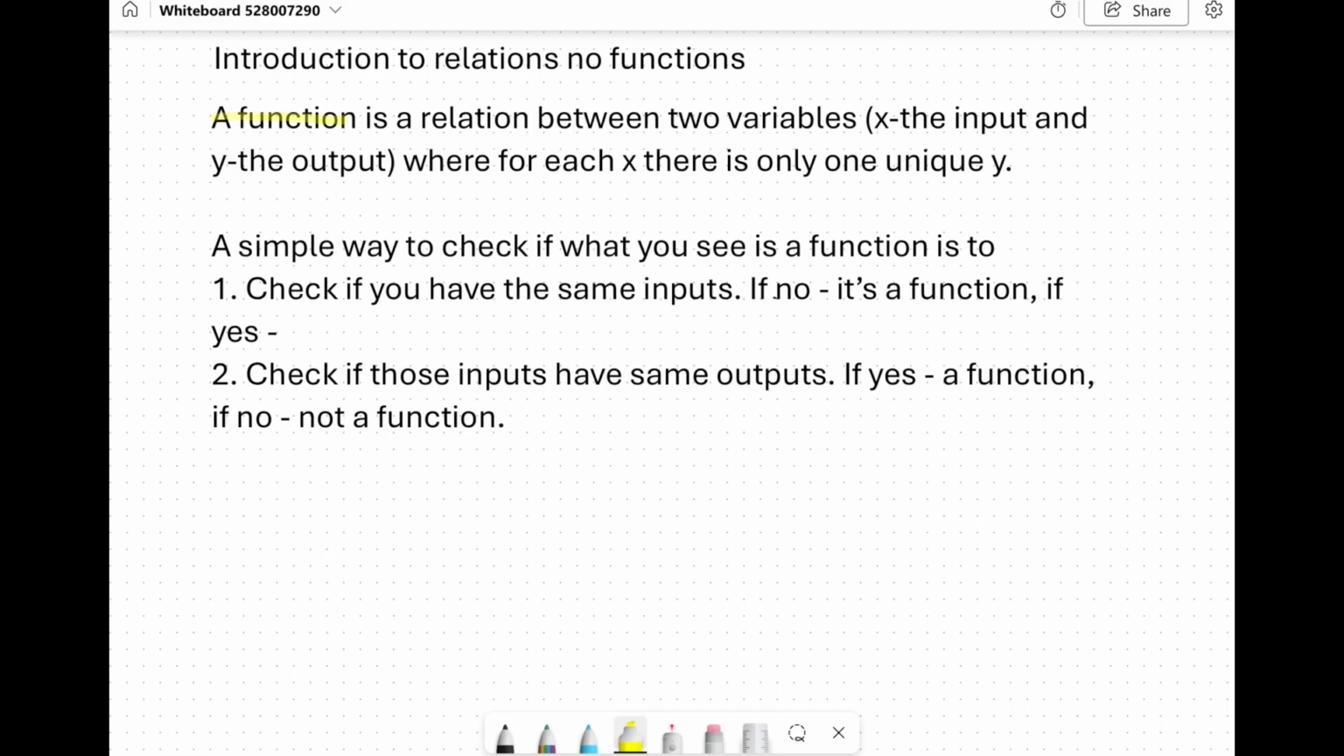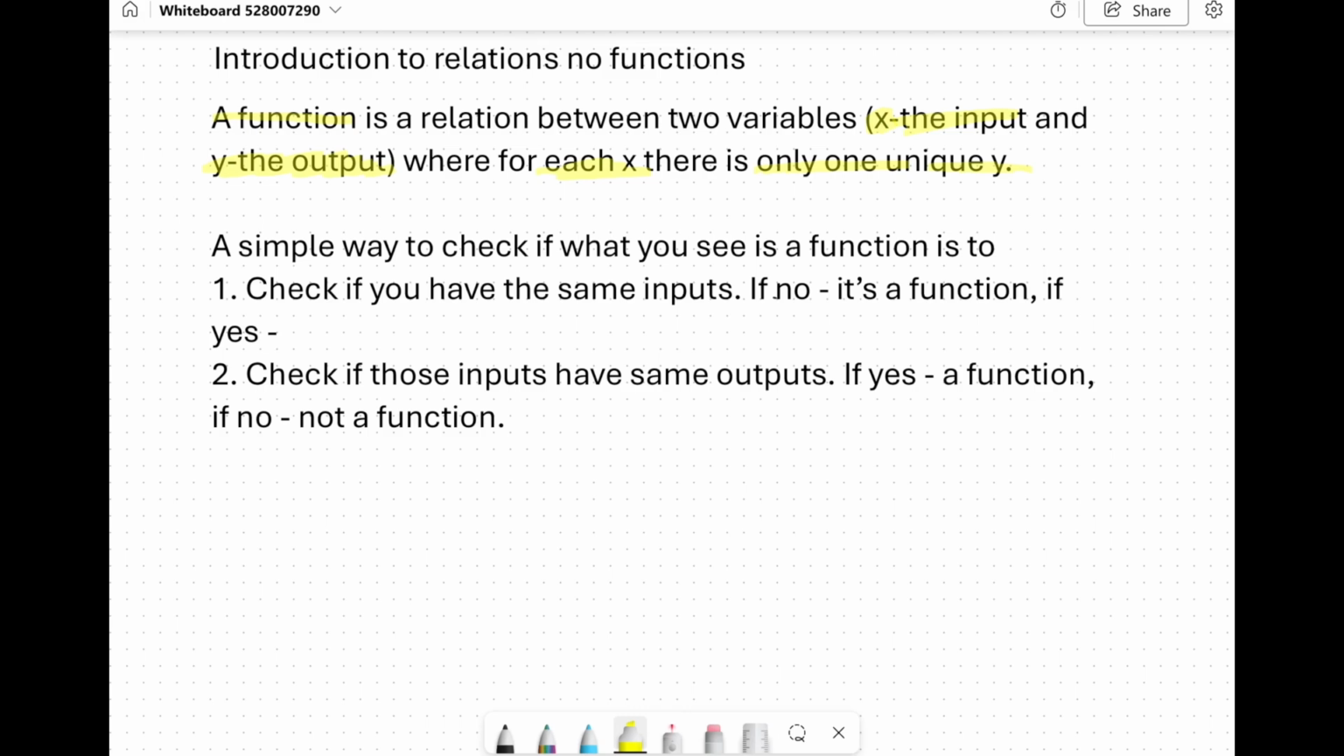A function is a relation between two variables, the input, often named x, and the output, often referred to as y, where for each x there is only one y.